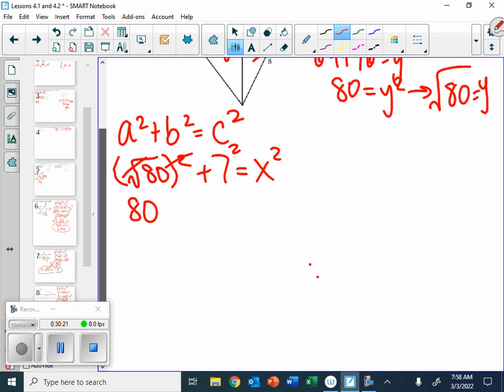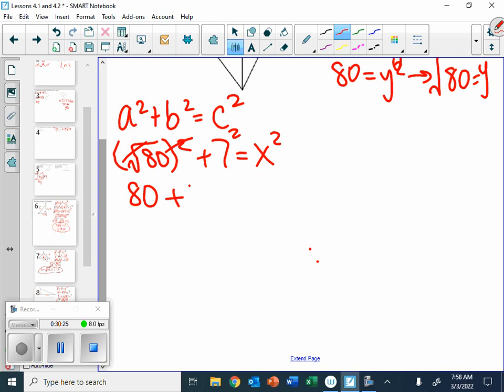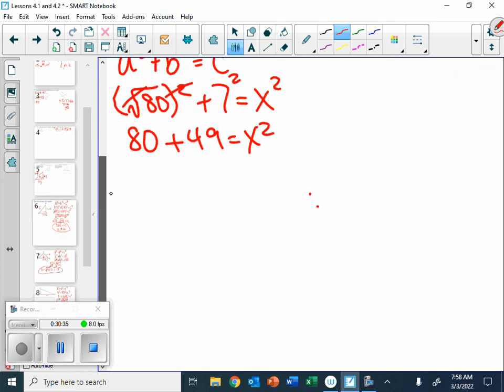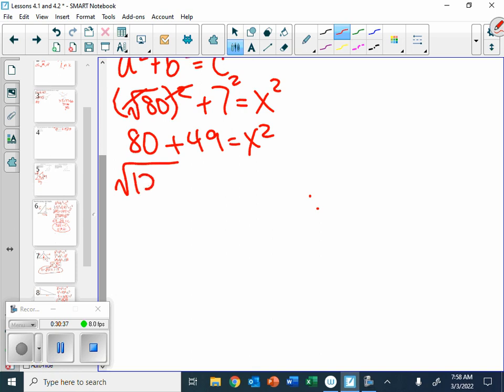Alright, what is 7 squared? 49. That equals x squared. Now we can finish this thing. What is 80 plus 49? 129. Square root both sides.